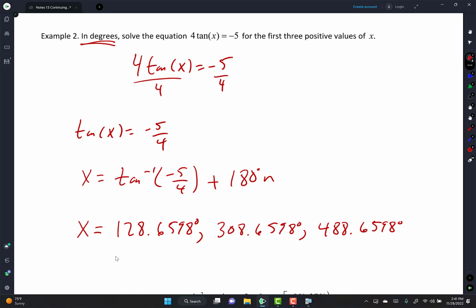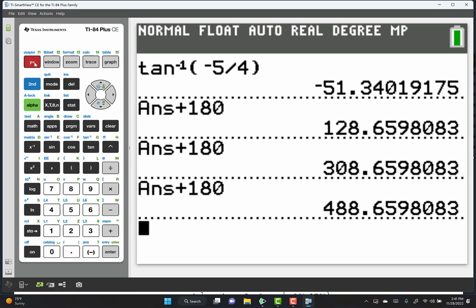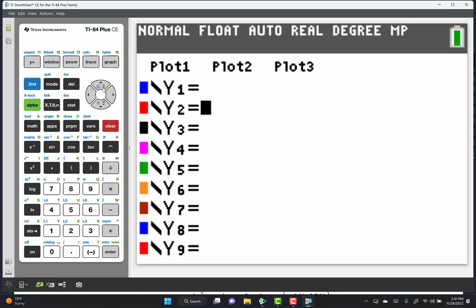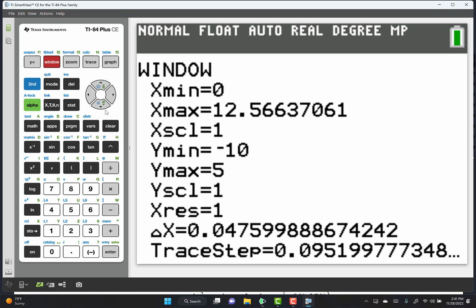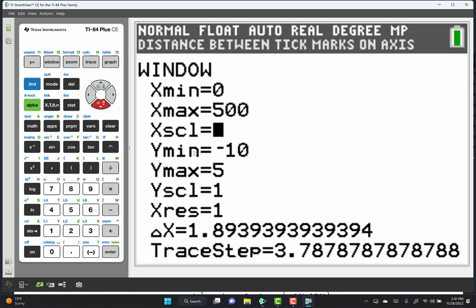Oh man. All right, here's how you would have done it if you would have done it graphically. Put 4 tan x on y1, put negative 5 on y2. So look, y equals, push clear to get rid of that. 4 tan x. And negative 5 on y2. On window, since I already know my answers, they're between 128 and 488. So I'm going to go from 0 all the way to 500. And X scale doesn't matter, but I don't want to see a whole bunch of little sticks, so I'm going to put 100 there.